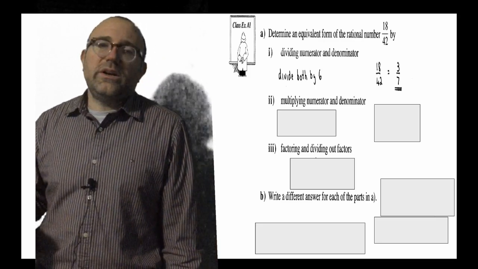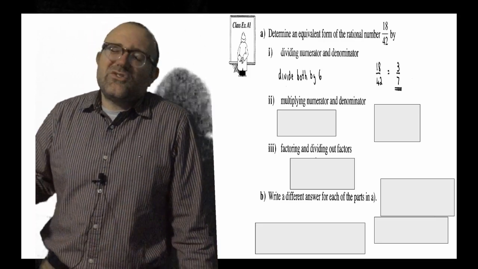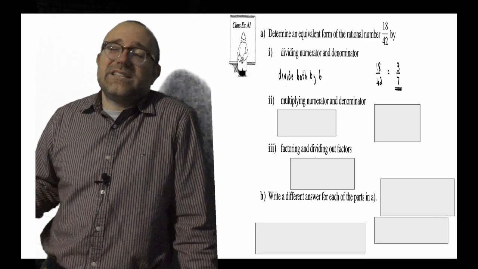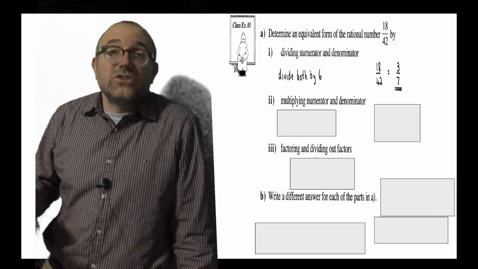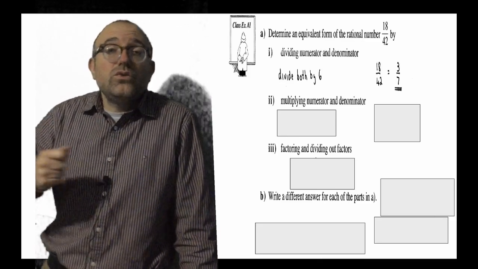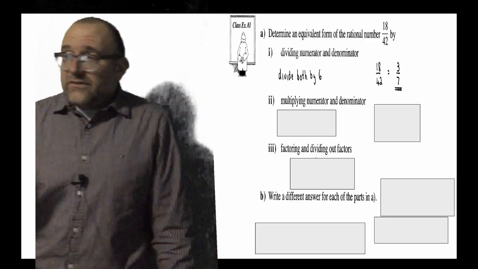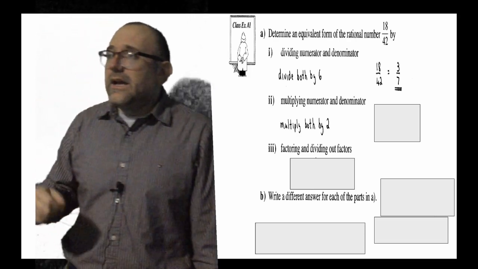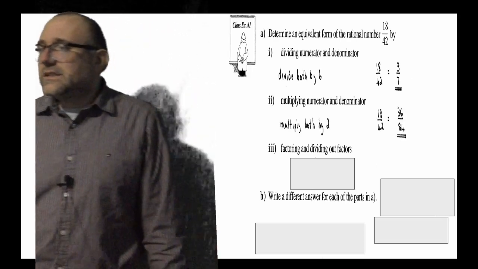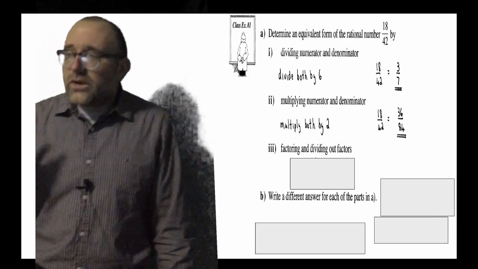While multiplying numerator and denominator, you can multiply by anything but try to stay away from 1, because it's going to be the exact same answer, and then it's not showing it's equivalent. So try 2, 3, 4, whatever. 2 is the best one to use because it's very straightforward to multiply by 2. So if you do that, of course, 18 times 2 is 36, and 42 times 2 is 84, and that's where that's coming from.